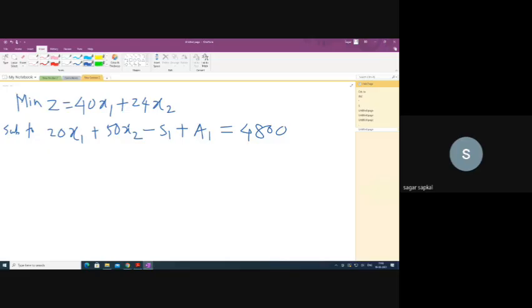Then what should be the next constraint? 80x1 plus 50x2 minus s2 plus a2 is equal to 7200. Is it okay? Now, while writing the standard form in two-phase method, you have to consider zero coefficient for s1 and zero for s2 in the previous manner.